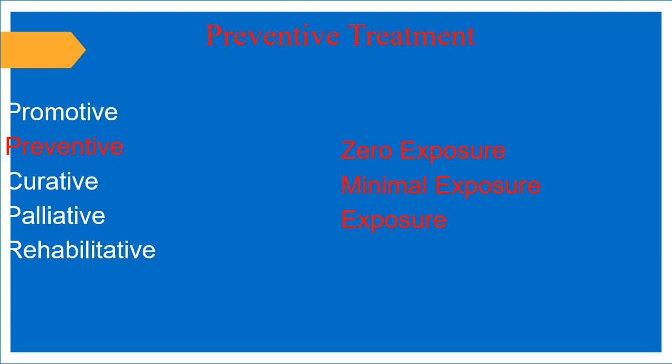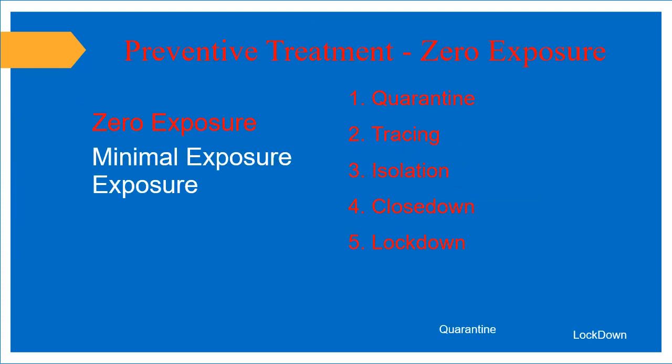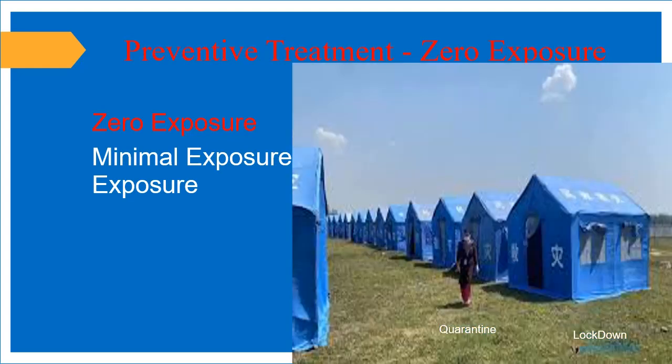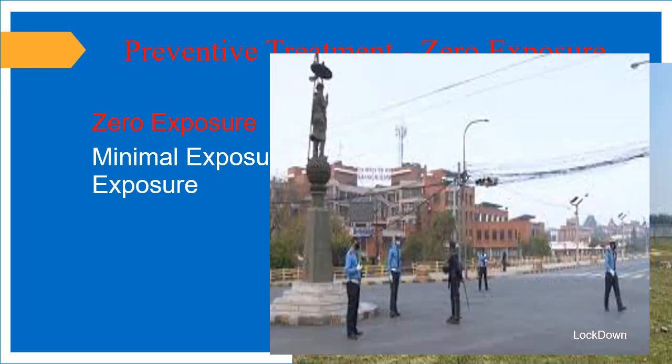Preventive treatment implies avoiding a specific disease. There are three principles to avoid COVID-19: 1. Zero exposure. 2. Minimal exposure. 3. Exposure. The following 5 measures are taken to avoid coming in contact with those infected. 1. Quarantine means housing those likely to be infected separately. 2. Tracing means housing separately those that have come in contact with infected cases. 3. Isolation means housing infected persons separately. 4. Close down means shutting down institutions. 5. Lockdown means not allowing people out from their residences.